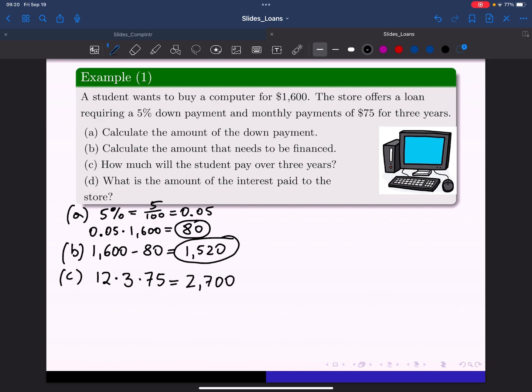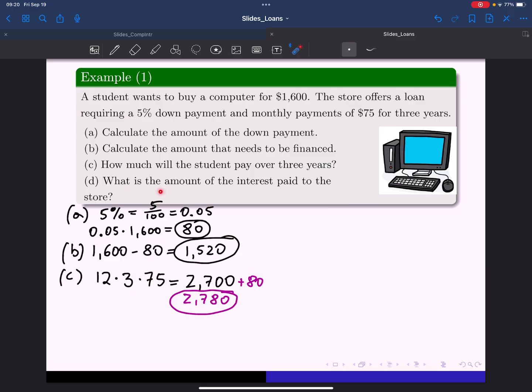2,700. So he pays 2,700 in installments, but he also gave the $80 to the bank. So now we can add this $80. So how much did the student pay? The total is $2,780 he paid over the 3 years.